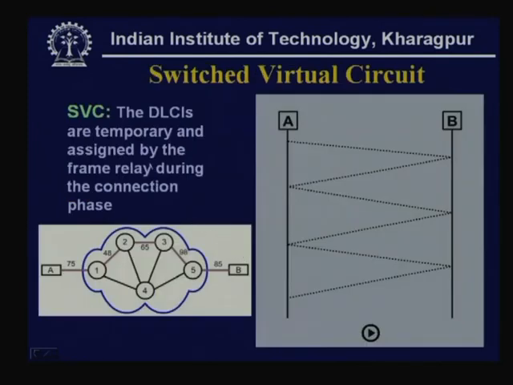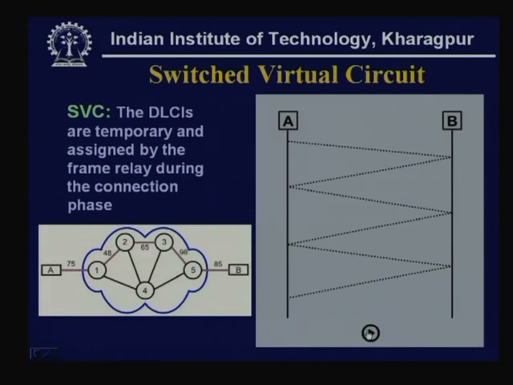On the other hand, whenever the switched virtual circuits are created, the DLCIs are temporary. The data link connection identifiers are temporary and assigned by the frame relay. That means the network does the assignment during the connection phase. As you can see, for communication from A to B, between these two DTEs, the DLCI here is 75, from 1 to 2 it is 48, from 2 to 3 it is 65, from 3 to 5 it is 98, and from 5 to B is 85. And this is being set up again in a dynamic manner.